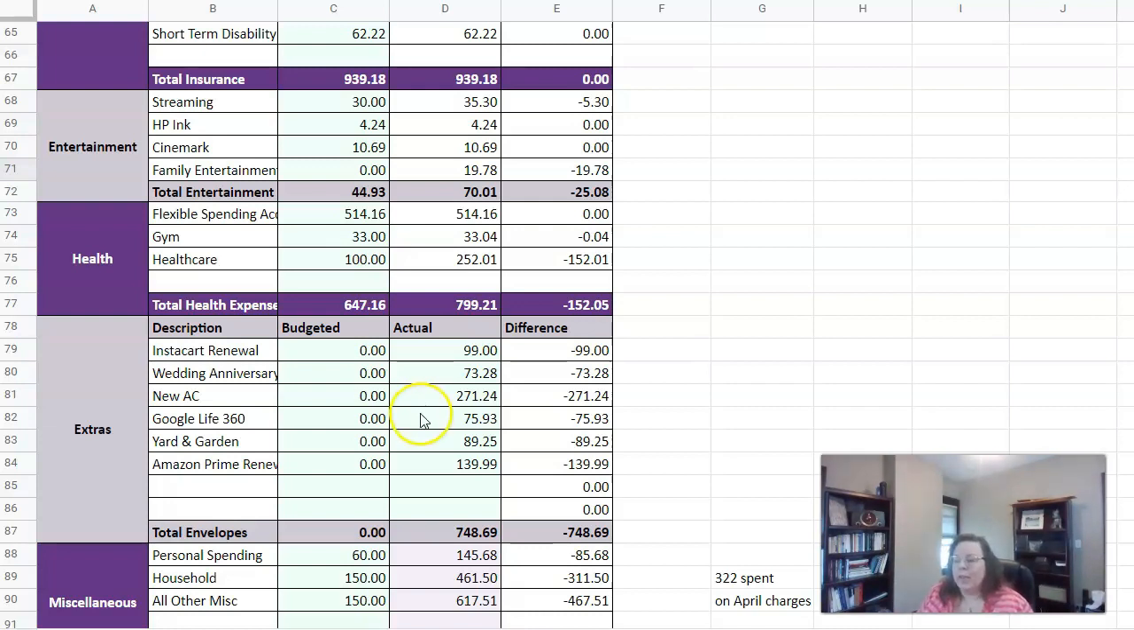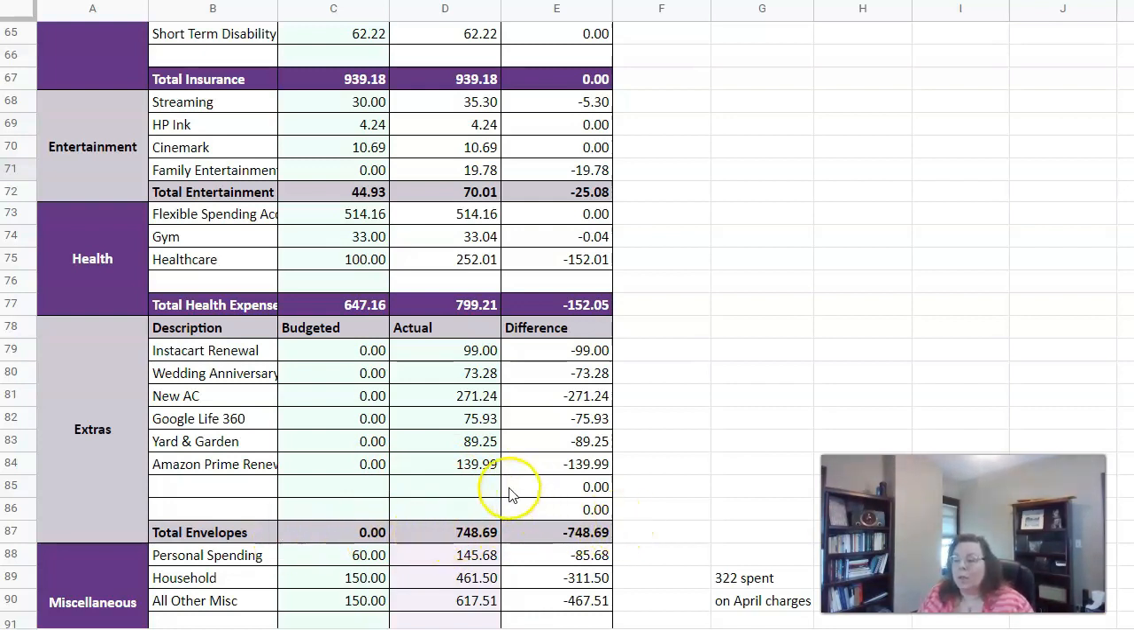So $271 for that. Google Life 360, another subscription that renewed, that's $75. Yard and Garden, we spent $89. And then Amazon Prime renewal, I mentioned that I pulled in $136 in rewards. Here is that charge. So the total was $748. And you see, we didn't plan on any of these.